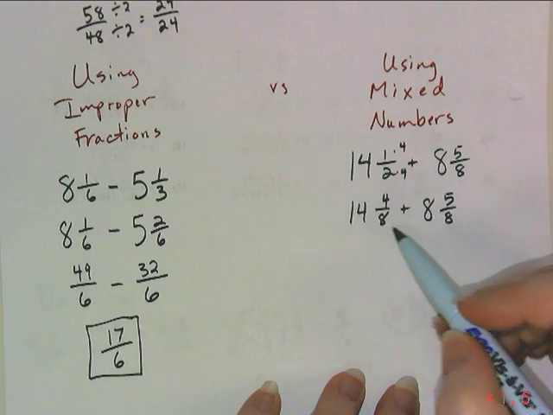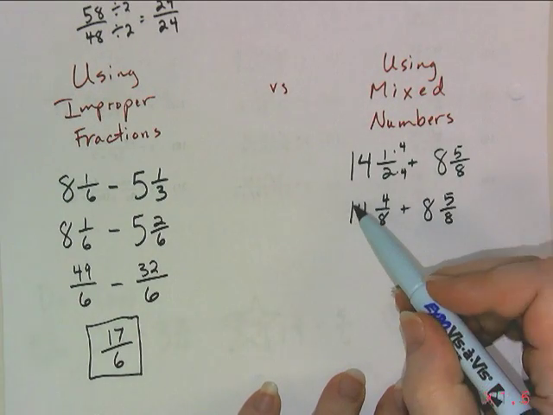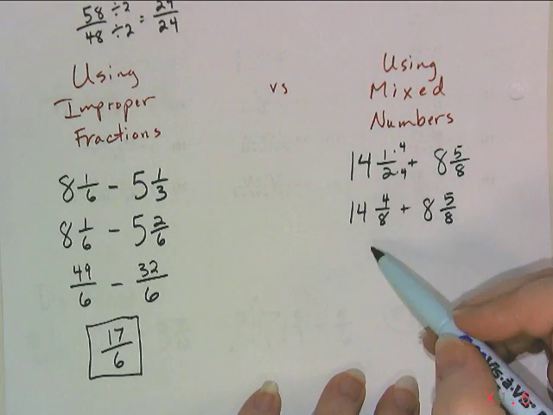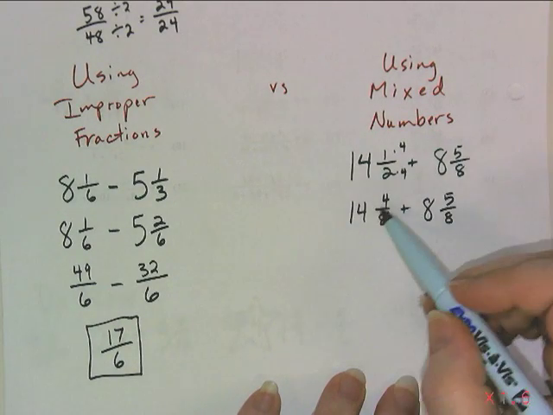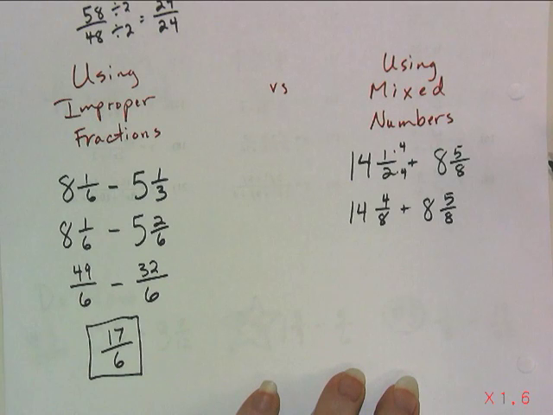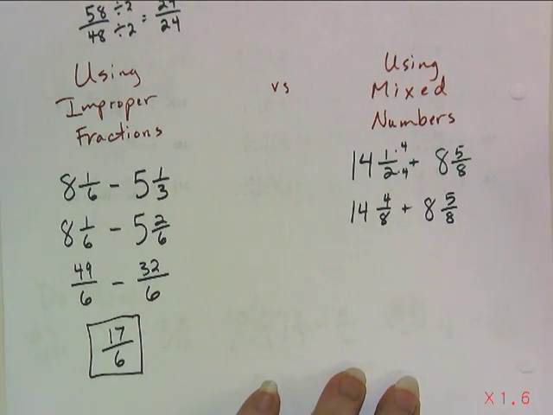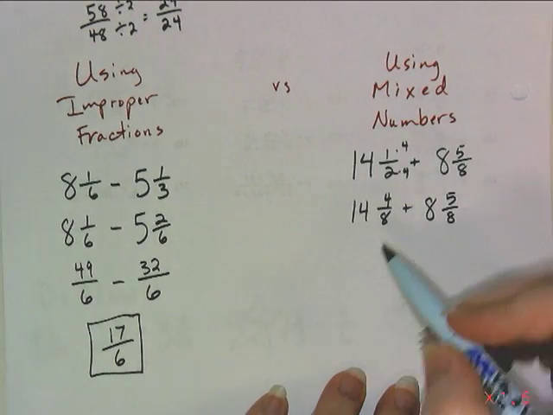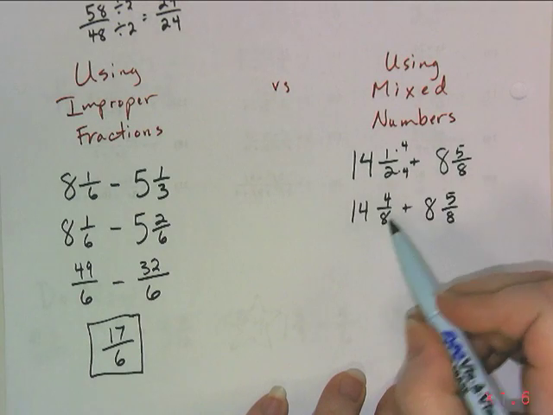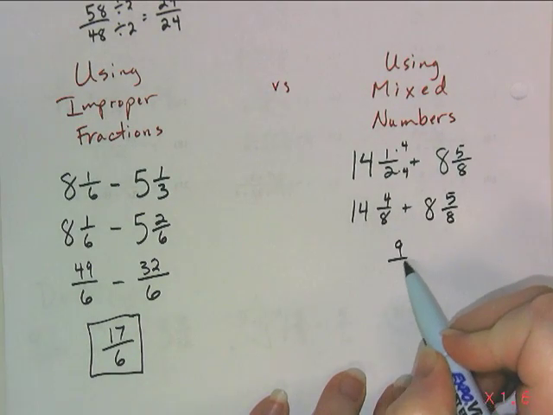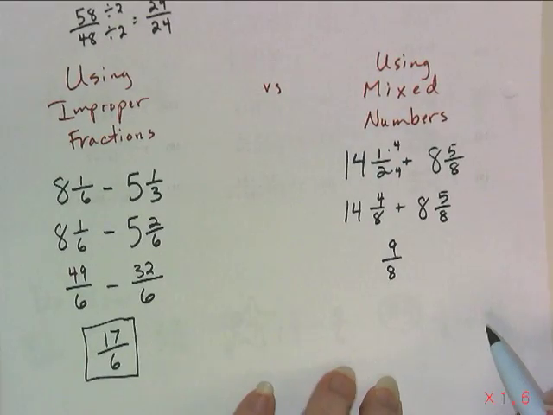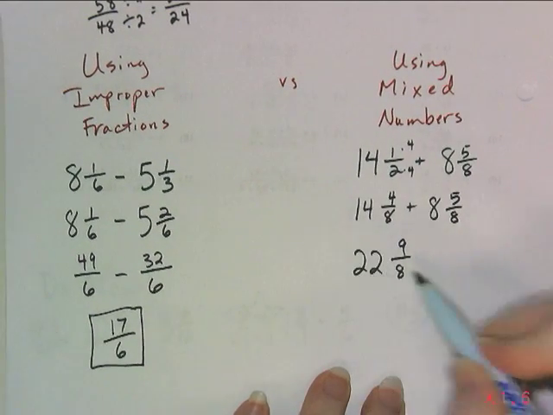Now, if I were to change these into improper fractions, 14 times 8 plus extra, that's going to get to be pretty big. It's going to get to be a triple-digit number. You might not want to deal with that, right? Also, since we're adding here, usually people do a little bit of a better job of carrying things over instead of borrowing. So when I add my two fractional parts together, I get 9/8. When I add my whole number parts together, I get 22 9/8.